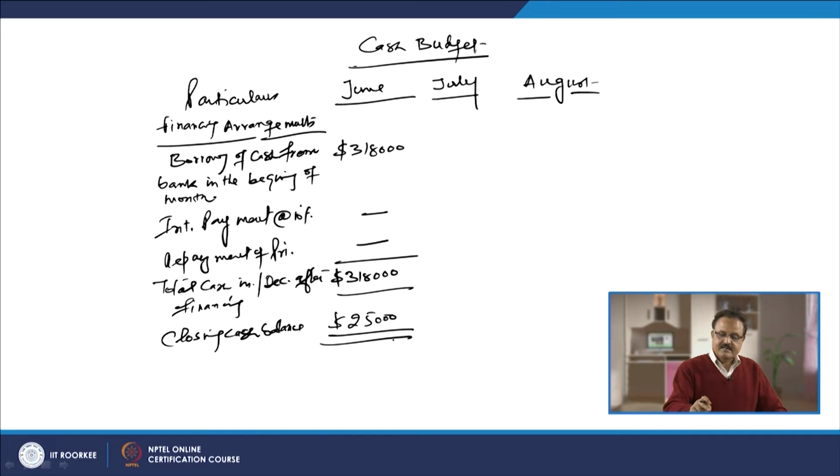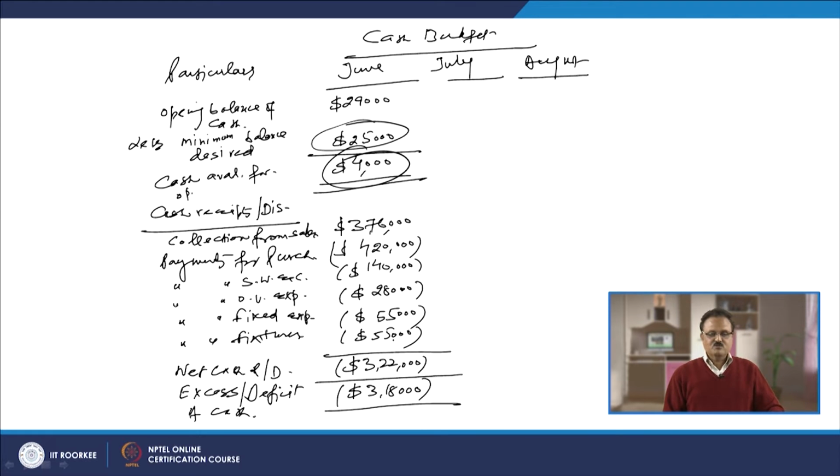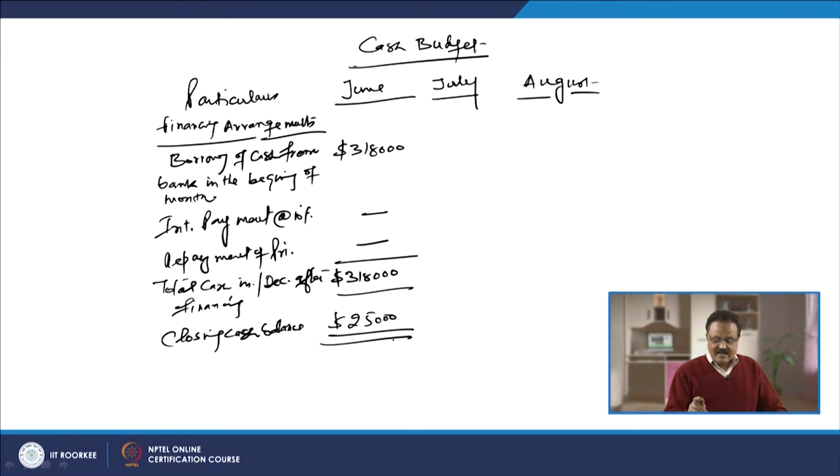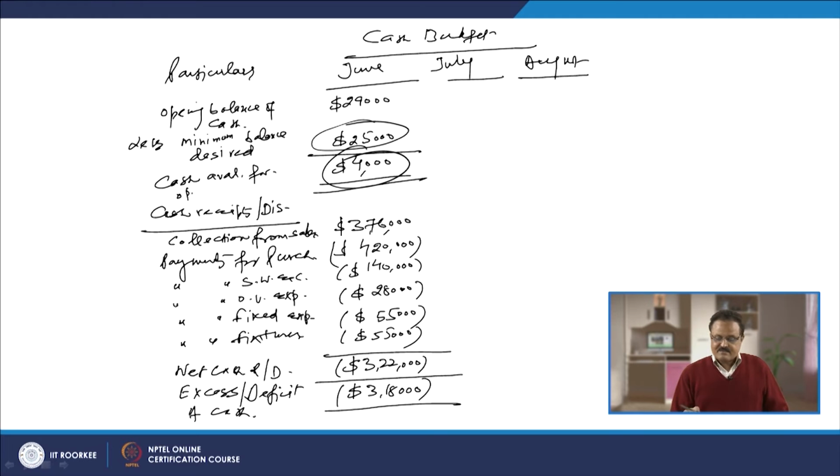Now, again we go back and prepare the budget for the month of July. Almost all the columns are prepared; you have to fill the figures only for the month of July. So, what is the opening cash balance? It is the closing cash balance for the month of June, which is $25,000. This will become the opening cash balance for the month of July, $25,000, right.